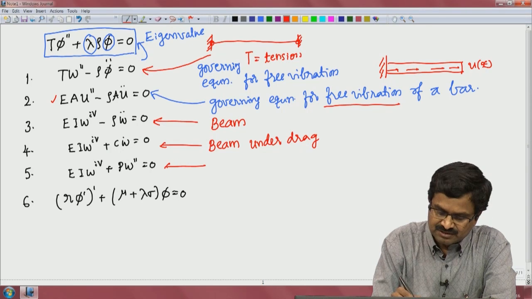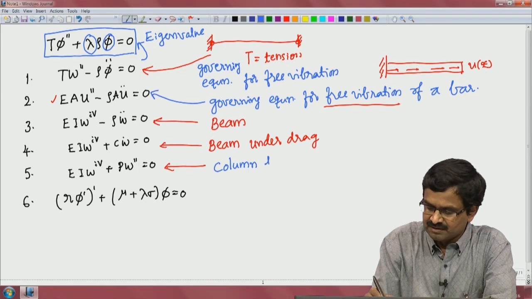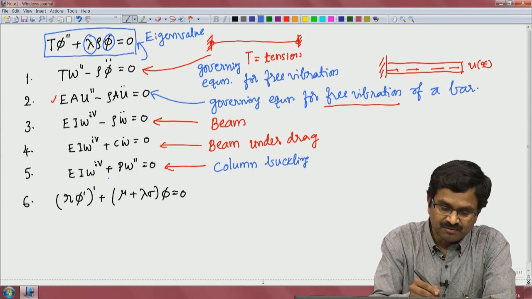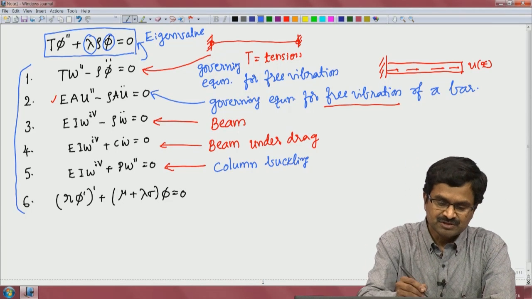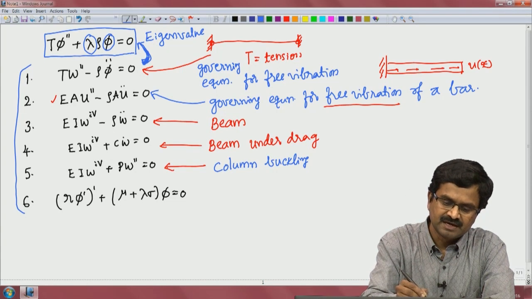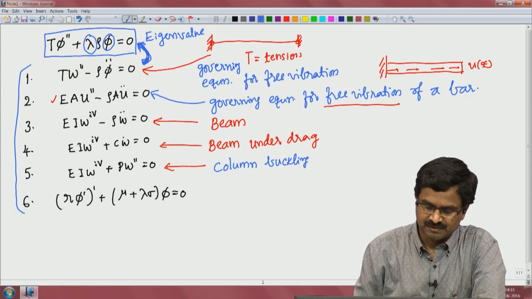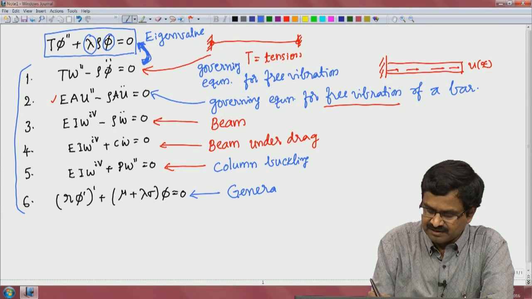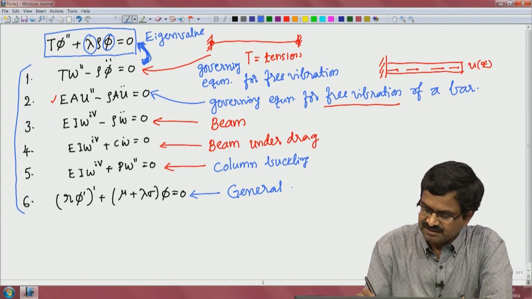The one that we will discuss today is for the column buckling. This is the governing equation. We are writing only governing equations here. All these are governing equations. Just like the first one gave us the eigenvalue problem, we can get eigenvalue problems for all others. This is the column buckling, and here is one that is very general. We can get all others from this in a way, at least the second order ones. This is a general eigenvalue problem.